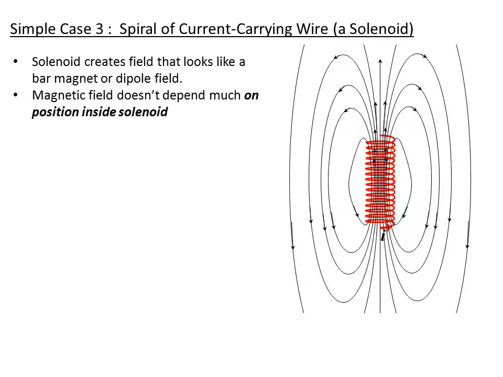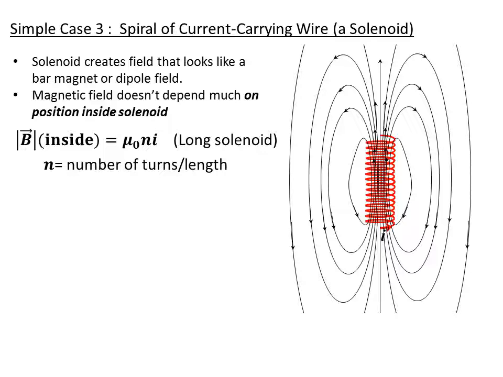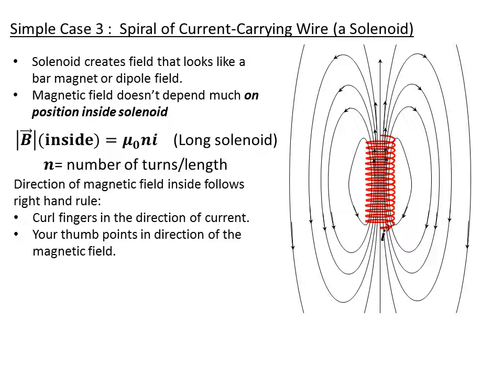The magnetic field doesn't depend much on the position inside the solenoid. This can be seen by looking at the magnetic field lines inside the solenoid and seeing that they're nearly parallel. As a matter of fact, in the case where the solenoid is very long, the field inside the solenoid does not depend on parameters like the radius or the length of the solenoid. It depends simply on mu0, the permeability, times n, the number of turns per length, times the current. The direction of the magnetic field inside follows the right-hand rule as for the loop. So you curl your fingers in the direction of the current, and your thumb points in the direction of the B field.